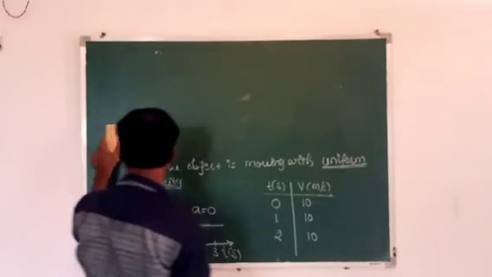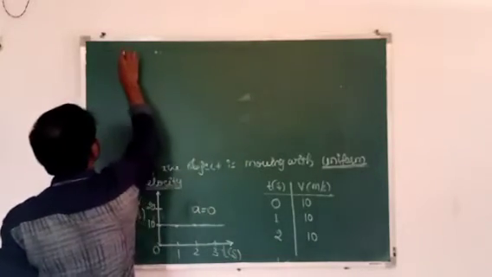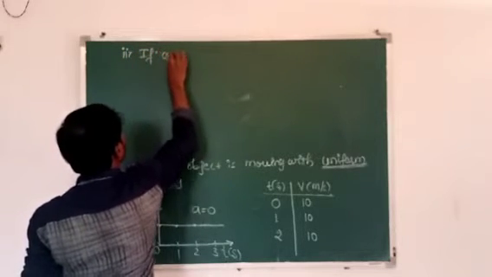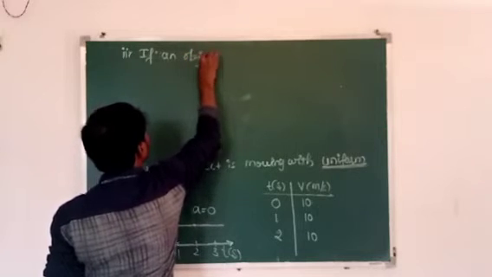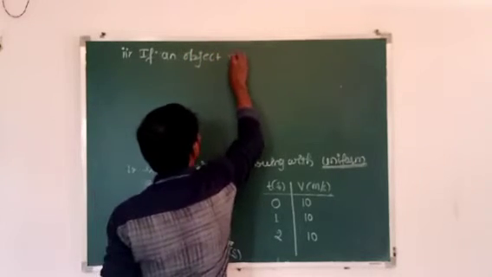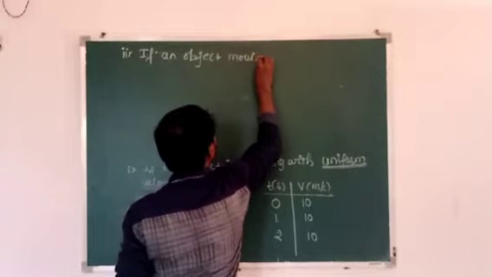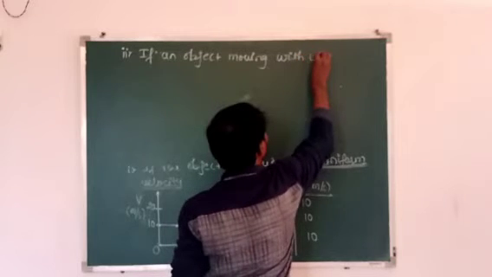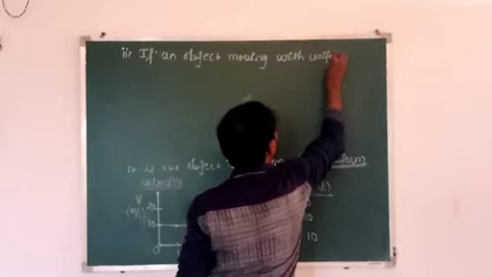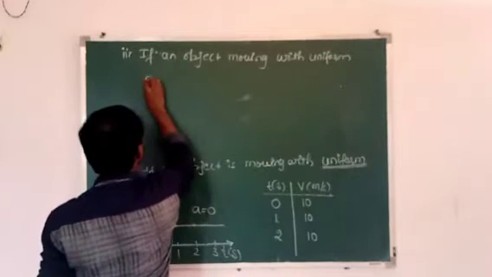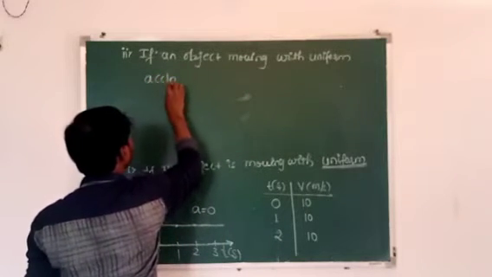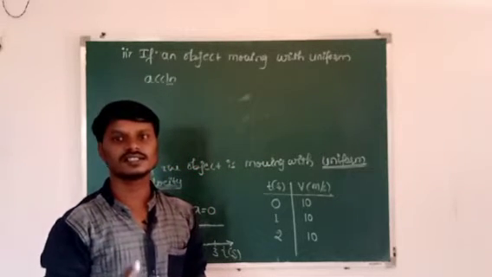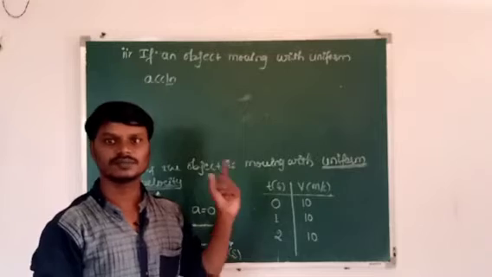Then second case, if an object is moving with uniform acceleration. What do you mean by uniform acceleration? Equal change in velocity in equal intervals of time is called uniform acceleration.